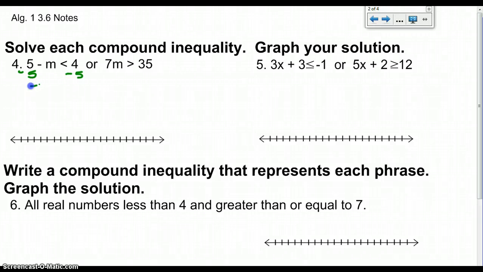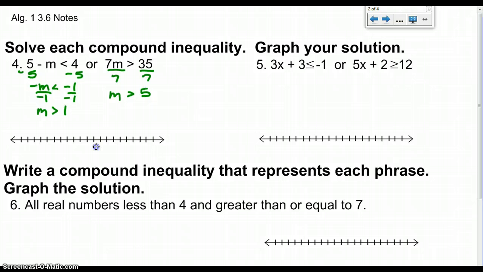So we get negative m is less than negative 1. We can't have a negative m, so we're going to divide by negative 1 to get m. And since we divided by a negative, we have to switch our sign, so m is greater than 1. So that's our first equation. And then we have 7m is greater than 35, so we're going to divide by 7 on both sides to get m by itself. So we have m is greater than 5.